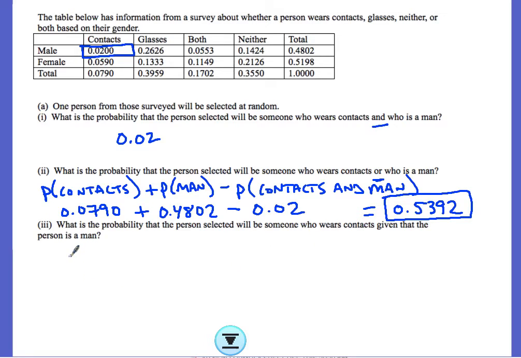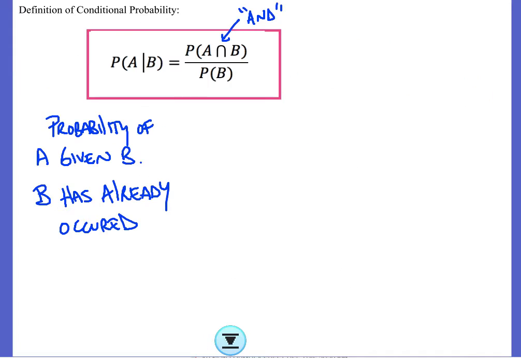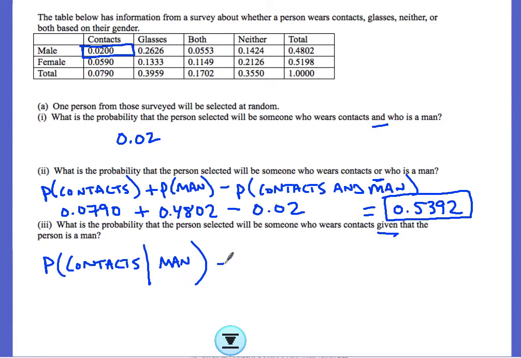Okay, part 3. What is the probability that the person selected will be someone who wears contacts given that the person is a man? So I'm going to write that out in symbols. Probability that the person wears contacts given that they are a man. We have a formula for conditional probability back here. So I'm going to do the probability of "and" on the top, and then whatever I'm given is what goes on the bottom. So going back here, the top is going to be the probability of contacts and man.